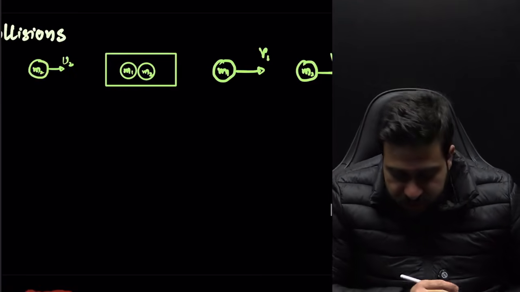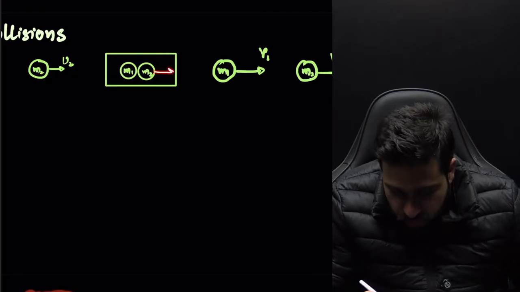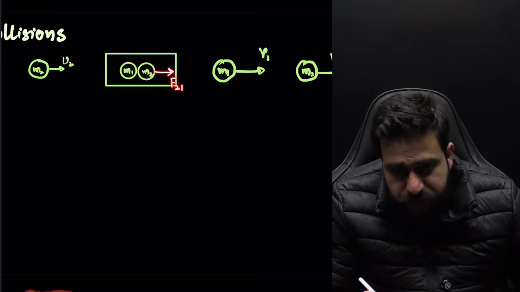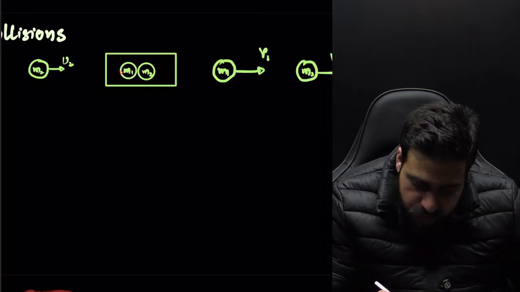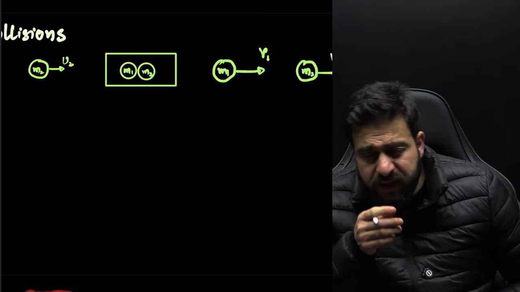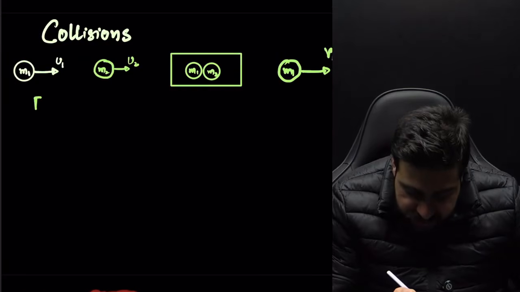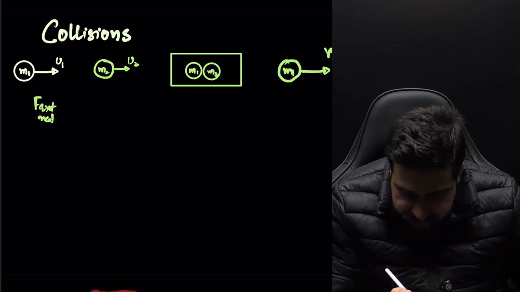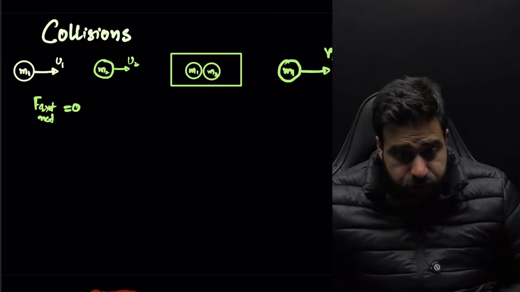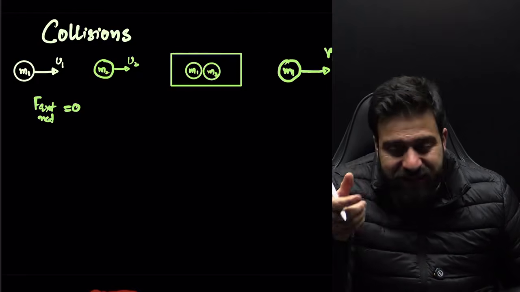So, in this particular case, m1 is applying a force on m2, that is F21, force on second due to first. Similarly, m2 is applying a force on m1, that is F12, force on first due to second. These are the internal forces. The first point I want to tell you is that the net external force in this case is 0. There is no external force acting. These F21 and F12 are internal forces.